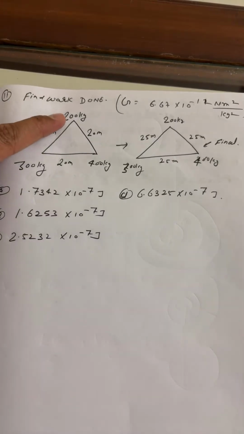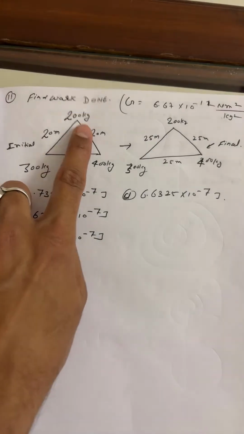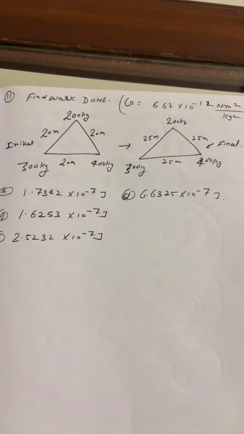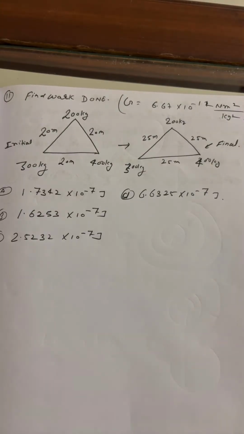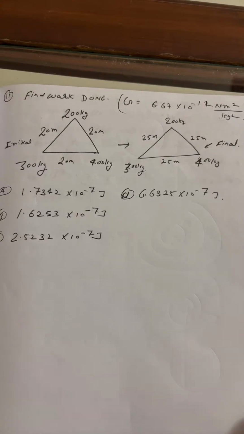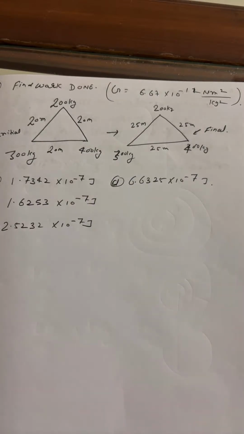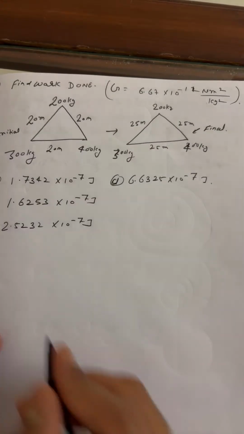Initially, you can say the masses are 200 kilogram, 300 kilogram, and so on. This is the initial condition. What is the side of the triangle? That is 20 meter. Then I can see the next triangle. This is the same triangle, the masses remain the same, the side has changed. So we have to find what is the work done, right?